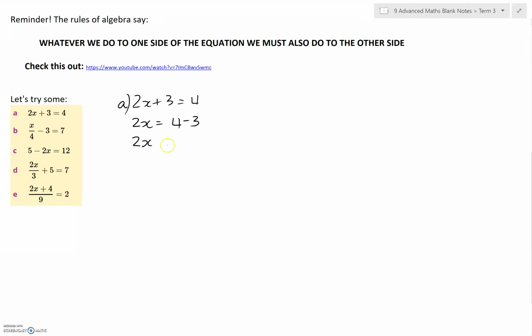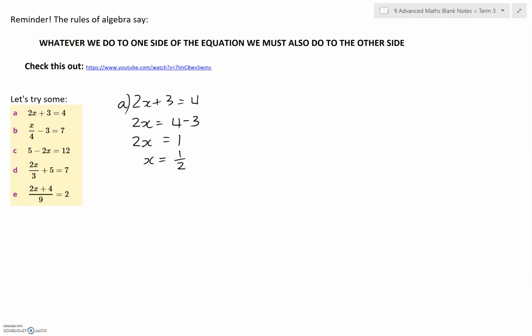So 2x equals, obviously 4 minus 3 is 1, and we need to get x on its own. We don't want 2x. X is what we want. So to get 2x down to x, of course we need to divide that by 2, and we have to do that to both sides. So again, you could write 2x divided by 2 equals 1 divided by 2, or just go straight to the answer here.